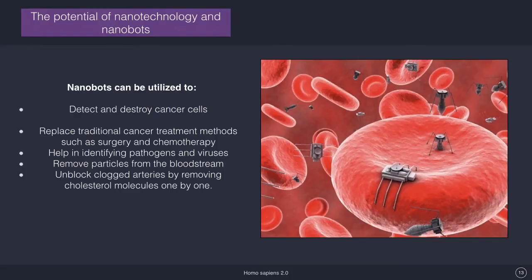Similarly with surgery, a surgeon can go in but can only remove the cancer to some extent. There's always going to be side effects and damage to healthy tissue. And with nanobots, this wouldn't be a problem. And of course, it can help in identifying pathogens and viruses. And it can even remove particles from the bloodstream. So if there's excess cholesterol clogging arteries, you can use nanobots to go in there and take them out.